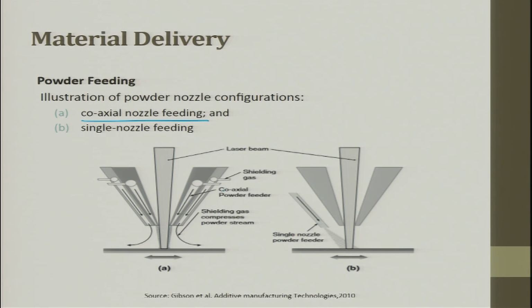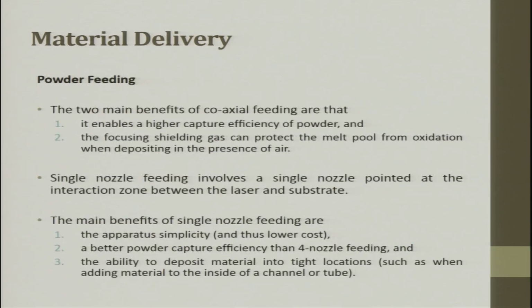You can see here these are shielding gases which come, and here are powders which come. Powders can be the same powder, or alloy powder. Whatever it is, you can do it, no issues. So, this is a diagram which talks about coaxial feeding, and this is a single nozzle feeding. The two main benefits of coaxial feeding are that it enables a higher capture efficiency of the powder, and the focusing shielding gas can protect the melt pool from oxidation when deposited in the presence of air.